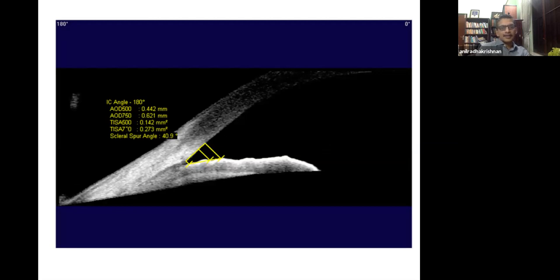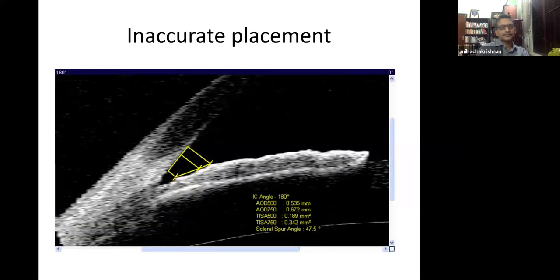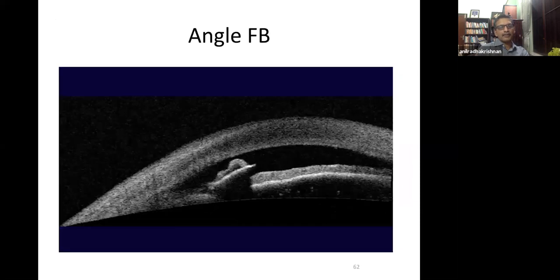I think there are certain parameters which are better known to glaucoma surgeons. TISA 500 is something that they consider very important. But the same thing, you can make a mistake in keeping the software tool. If you keep it here, it will be totally inaccurately measured. Actually, the scleral spur is coming over here, so this should come here. So you have to do it properly also, then only you can get a proper assessment.